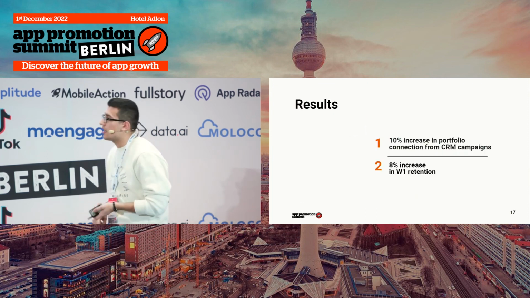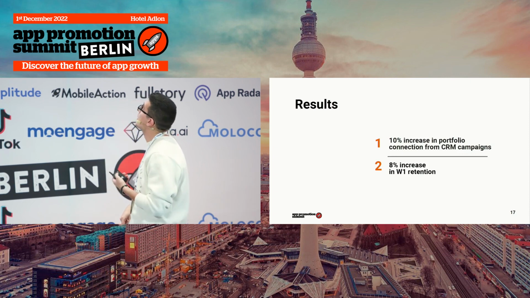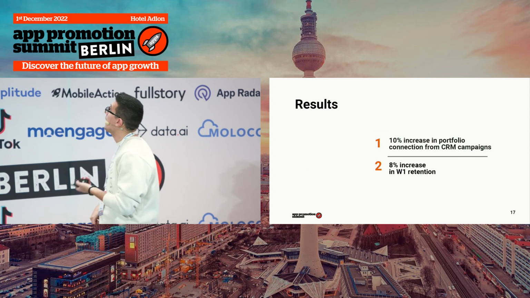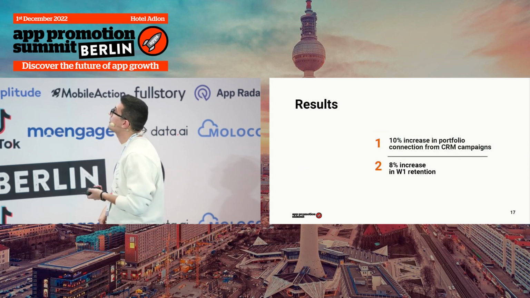What we got from the lifecycle campaigns: a 10% increase in portfolio connections from CRM campaigns, and an 8% increase in week 1 retention.